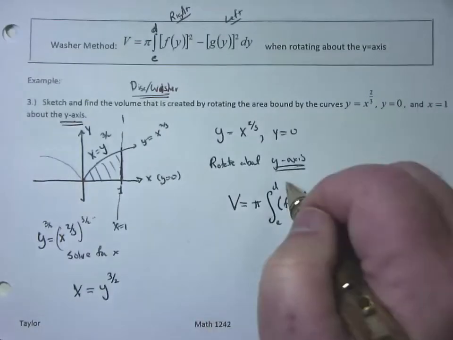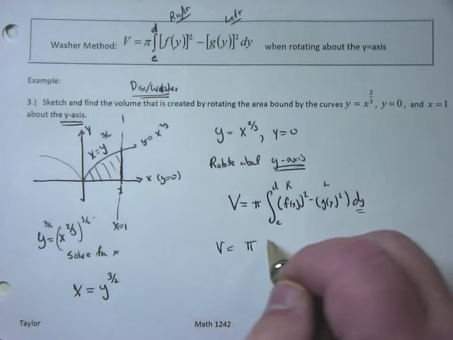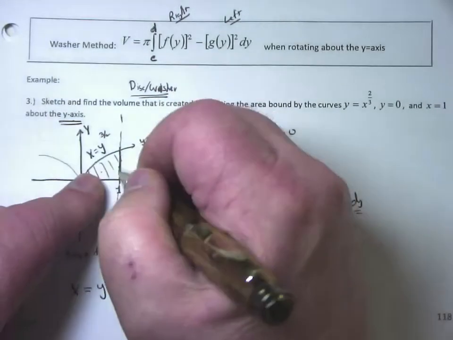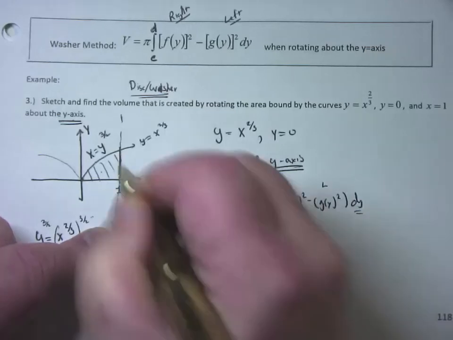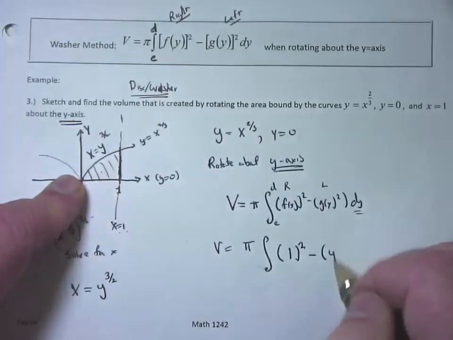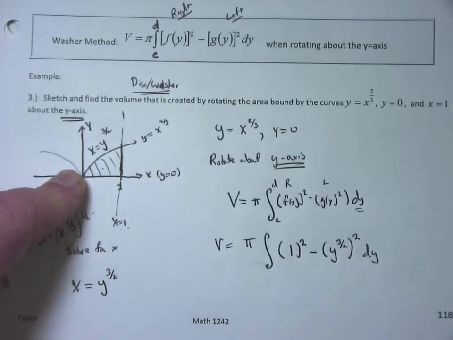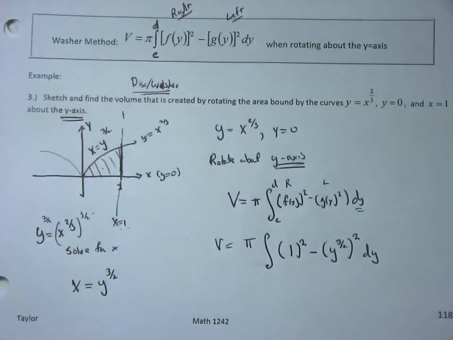And so setting this up, remember it's right squared minus left squared. So volume is going to be equal to pi times the integral of the function on the right. Here's your region. The function on the right is x equals 1. It's going to be 1 squared minus the function on the left of my region, which is y raised to the 3/2, squared, dy. Remember, these are in terms of rights and lefts, and they're x equations. X equals 1 is on the right. X equals y to the 3/2 is on the left. Does that make sense?